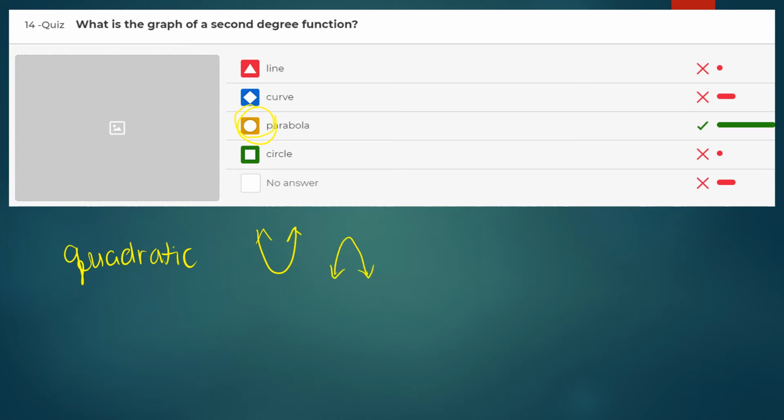Teacher, may iba pong mga, ma'am, may mga iba pong parabola opening to the left or to the right. Yes, but that is not considered a function. Okay? So, pinag-usapan natin ay function. Okay? So, opening upward or downward lang for our parabola.